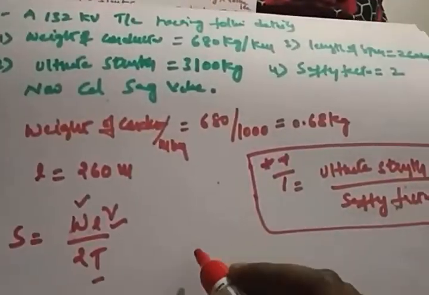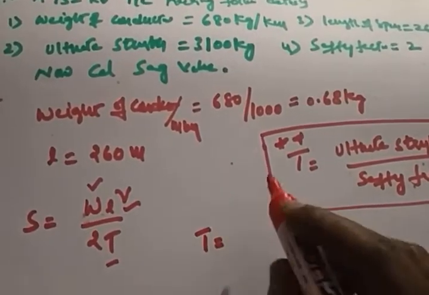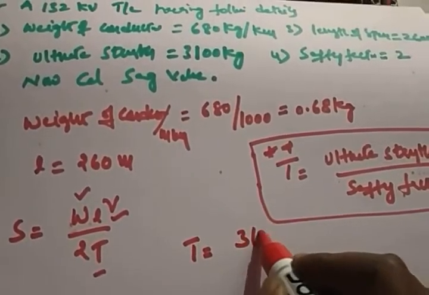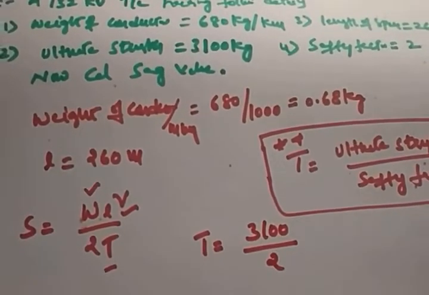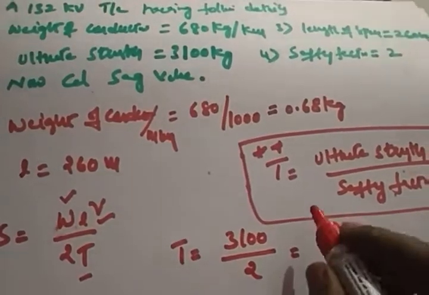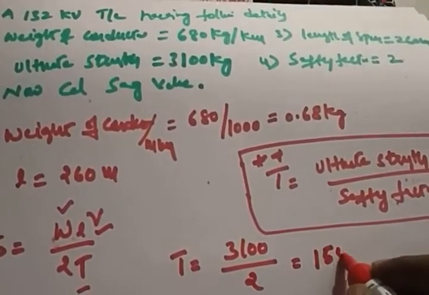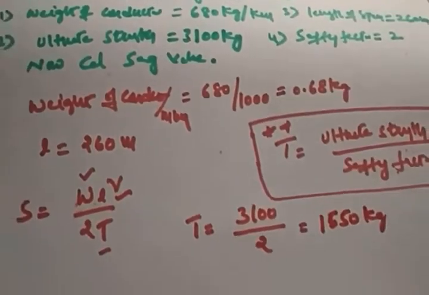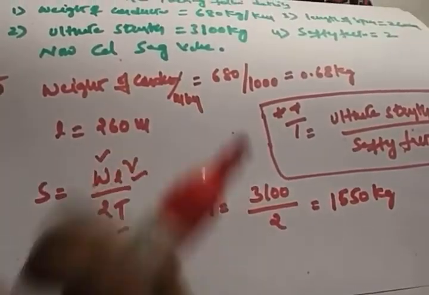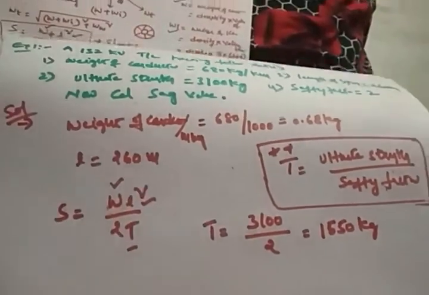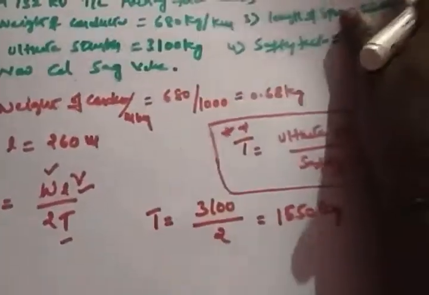So what is the tension here? Ultimate strength, what is the strength? 3100 kg by the safety factor, what is the safety factor? 2. So what is that value? 1550 kg. Right. You know the tension value, you know the weight of the conductor value, you know the length value. You have to substitute. You will get the sag value. So what is that sag value?